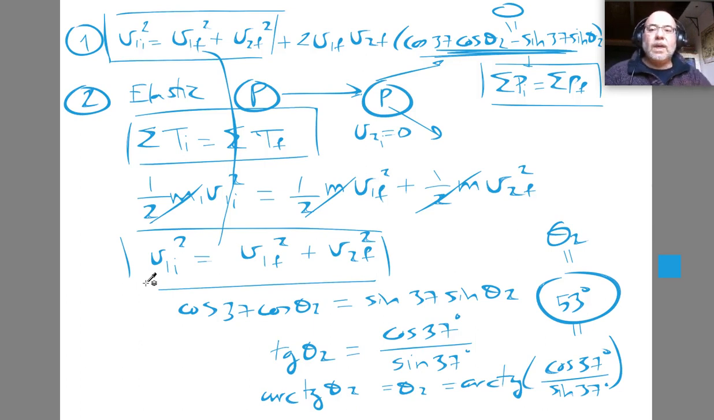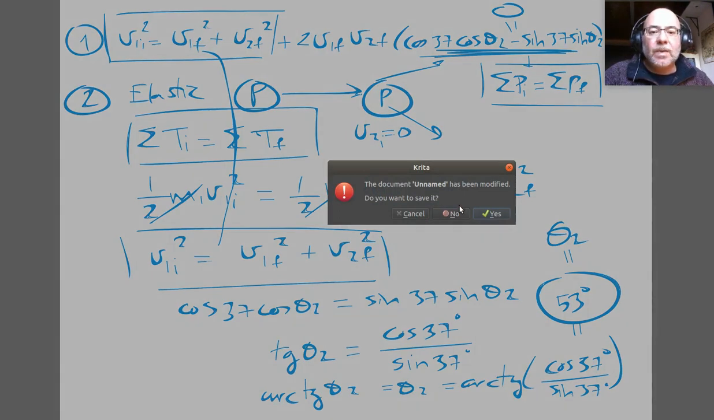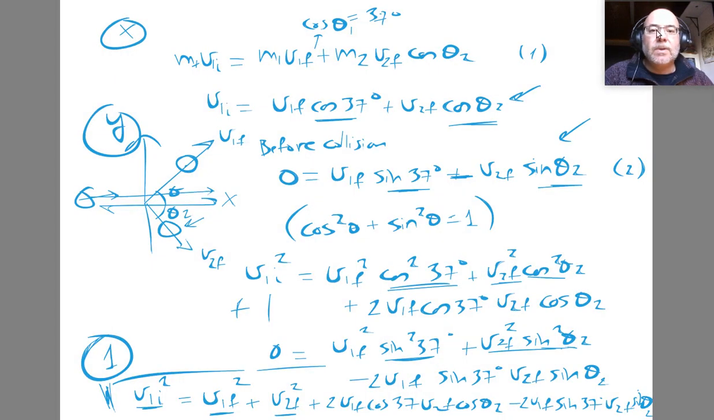So in an elastic collision, this is the kind of exercise you have to do. Once you have theta 2, the rest of the problem is very easy. We can go back to the previous slides. Let me close this one. And here we go. We can essentially use this one here.